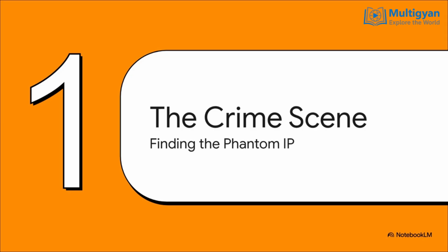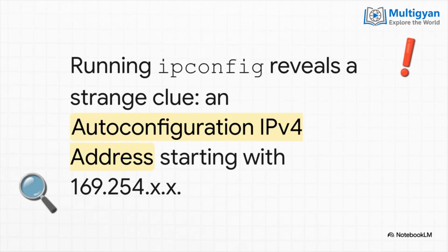Right. Every good investigation has to start at the scene of the crime. And for us, that's the command prompt. This is where we're going to dig in and find our first and, honestly, our most important piece of evidence. So you pop open the command prompt, you type ipconfig, and then you see it. This bizarre, totally unexpected line, auto-configuration IPv4 address starting with 169.254. Now, you know for a fact that's not the IP address you set, so where in the world did it come from? This, my friends, is our smoking gun.